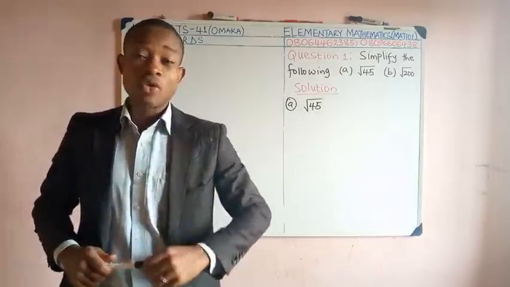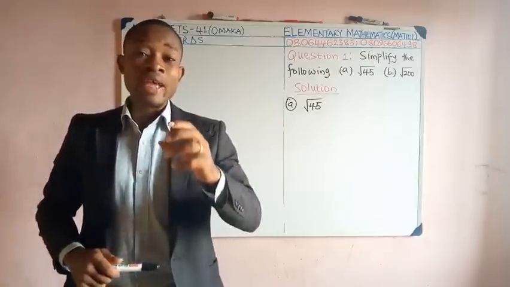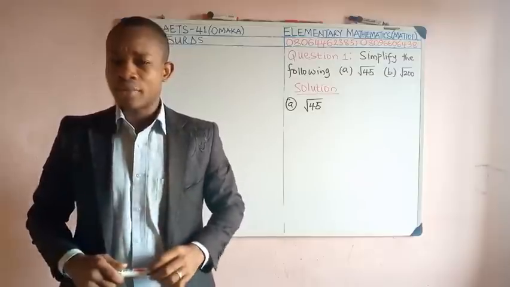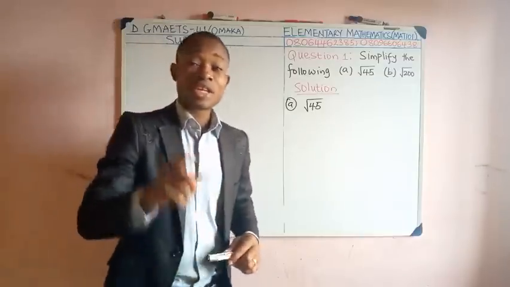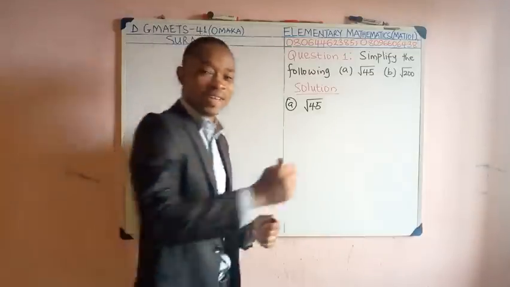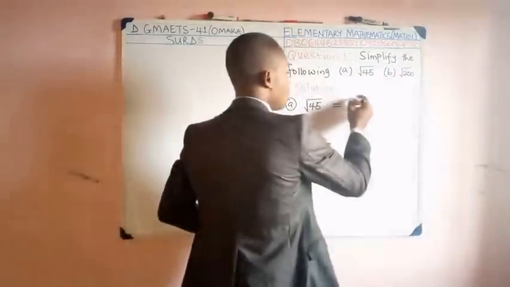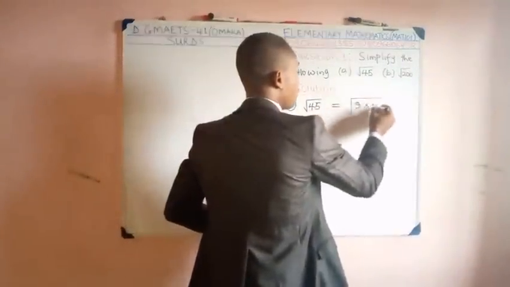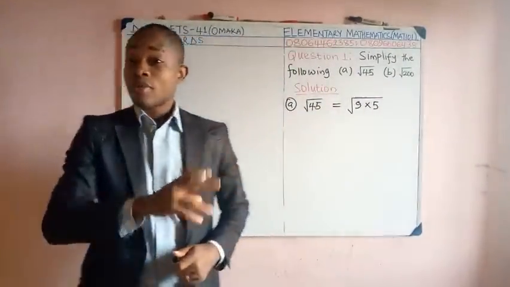For example, in the case of 45, 45 contains one perfect square number, which is 9. If you go to the 9 times table, you will take note that 9 times 5 is going to give us 45, and 9 is the perfect square. So we're going to write this as square root of 9 times 5.